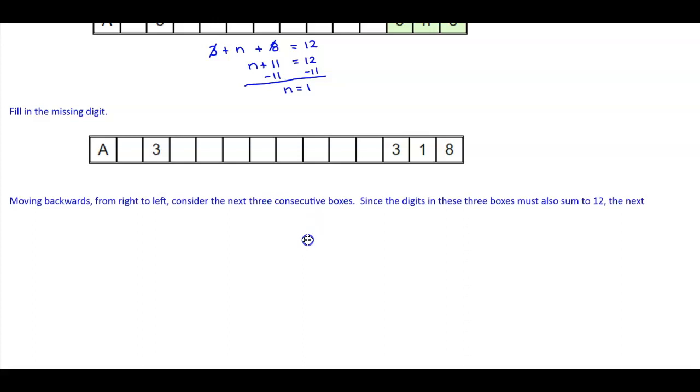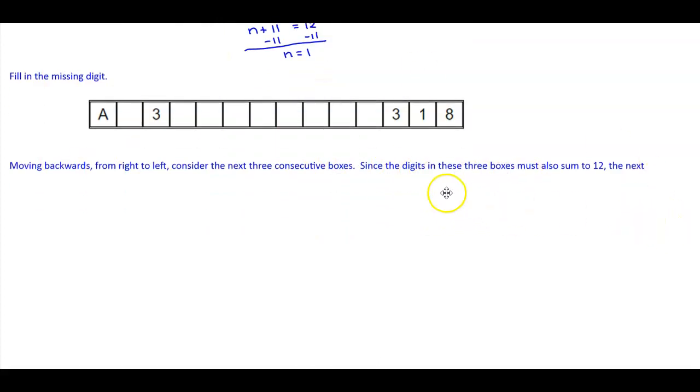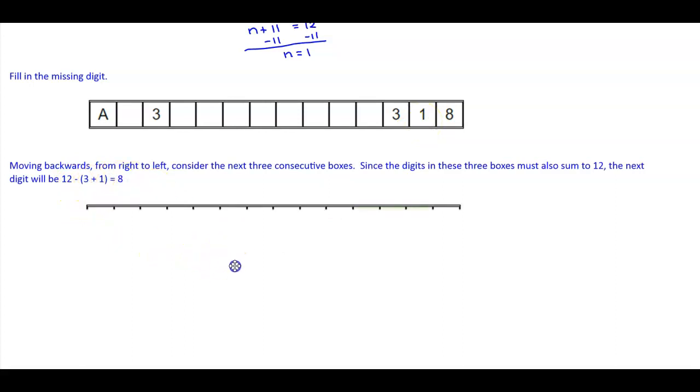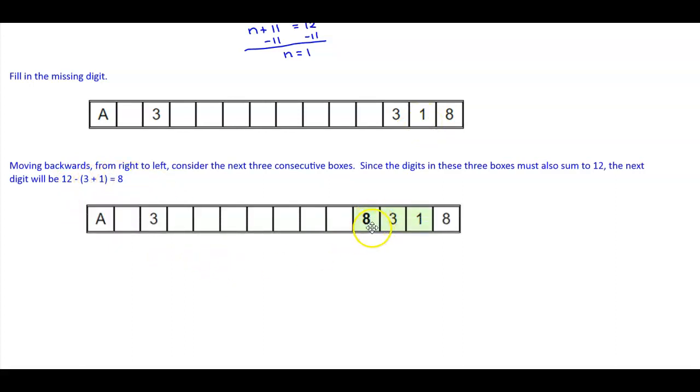Now the next step is we're going to move backwards from right to left. We're going to consider the next three consecutive boxes. Since the digits in these three boxes must also sum to 12, the next digit will be 12 minus 3 plus 1. Well, that equals 8 because 12 minus 4 equals 8. So therefore, now this number is equal to 8.